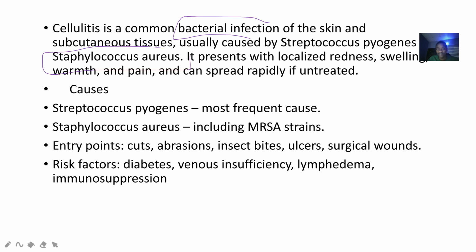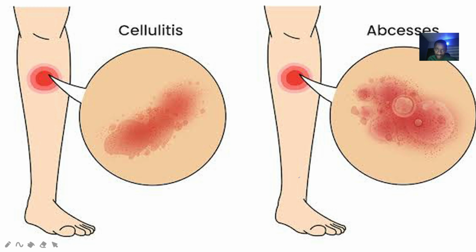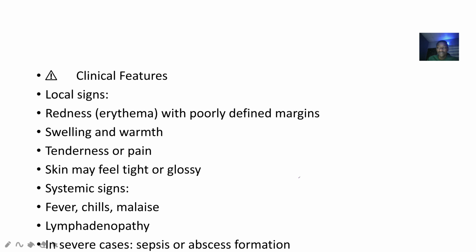Causes: Streptococcus pyogenes and Staphylococcus aureus, the two that are usually the culprits of this. They usually infect you from cuts, abrasions, insect bites, ulcers, or surgical wounds. And they will infect you faster if you have diabetes, or venous insufficiency, so a part of the body where the blood supply is not really adequate, lymphedema, and also immunosuppression. So what are the clinical features?